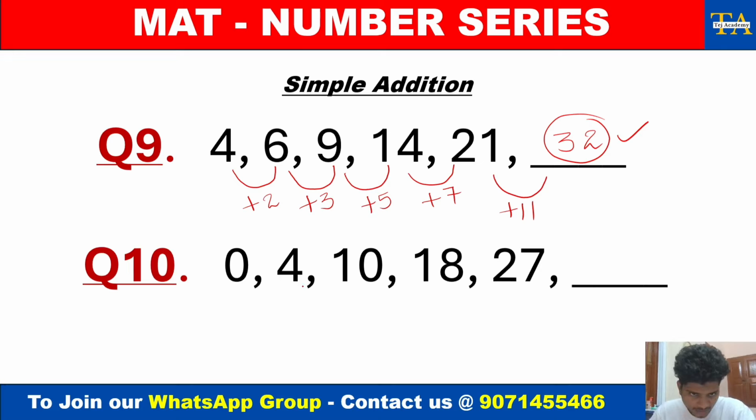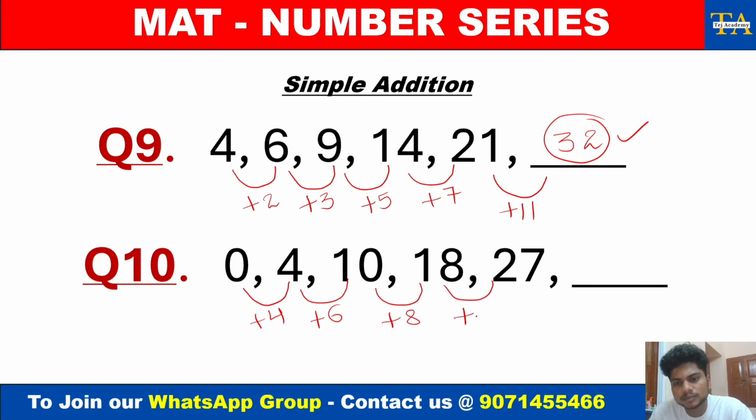So here is our 10th question, 0, 4, 10, 18 and 27. So if we observe these numbers, 0 plus 4 is equal to 4 and 4 plus 6 equal to 10 and 10 plus 8 is equal to 18 and 18 plus 9 is equal to 27 and we have to find the next number. So if we observe these numbers 4, 6, 8 and 9, these are composite numbers.